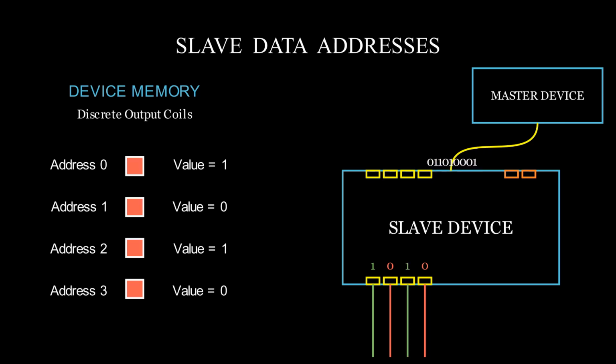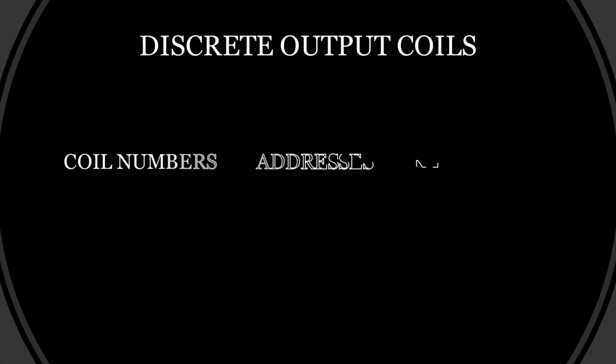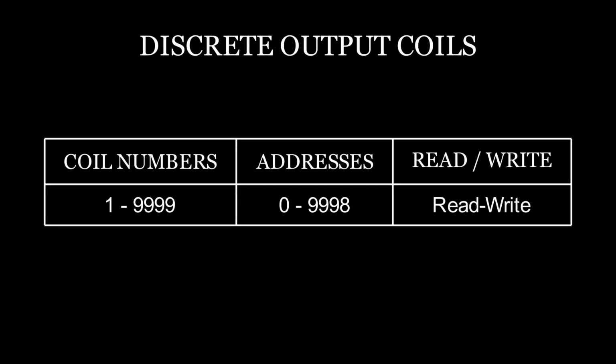In Modbus RTU, discrete output coils are identified by both a number and an address. These coils have no offset, so the first register starts at number 1. Each coil number corresponds to a specific address. For example, discrete output coil number 1 has the address 0. It is important to note the range of these numbers and the corresponding addresses. As these are output values, we can both read and write to their memory addresses.